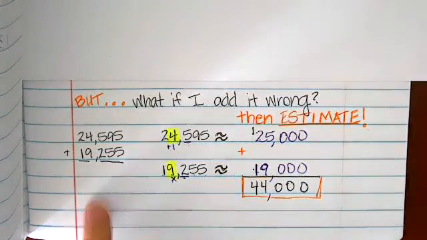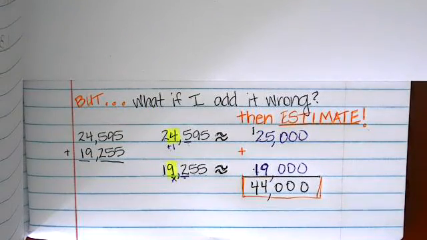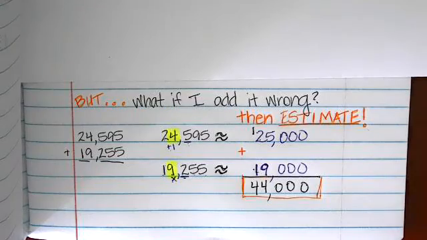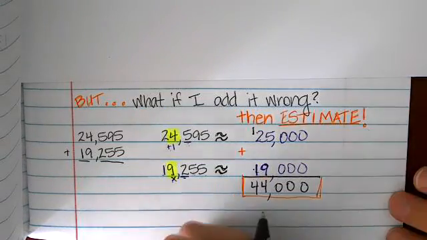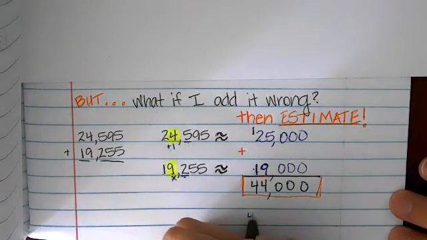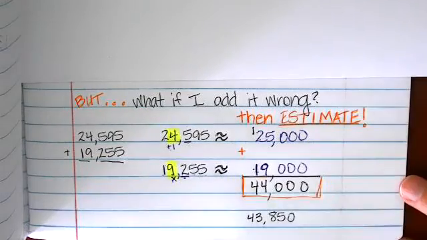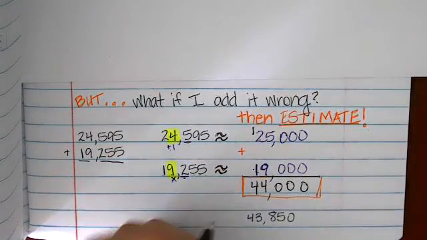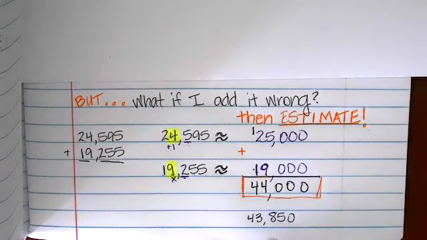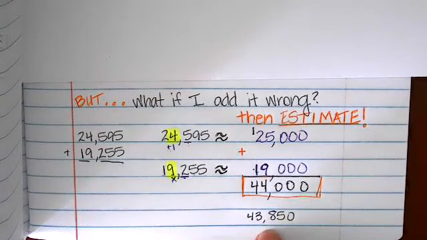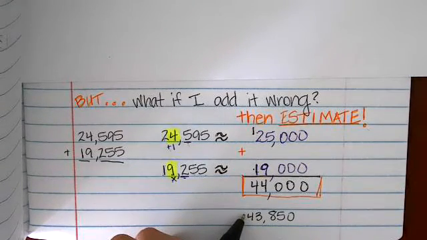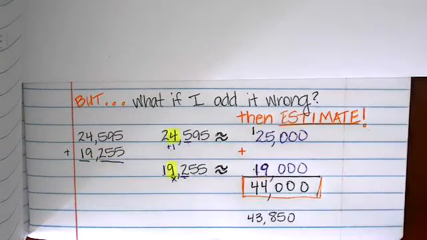When I did this problem, I found out that my real answer was 43,850. And is that close to my estimate? You bet ya. It is absolutely close. So I know that this answer that I found when I did the original problem, it is reasonable. It is a reasonable guess that this would be a correct answer because it is close to the estimate.